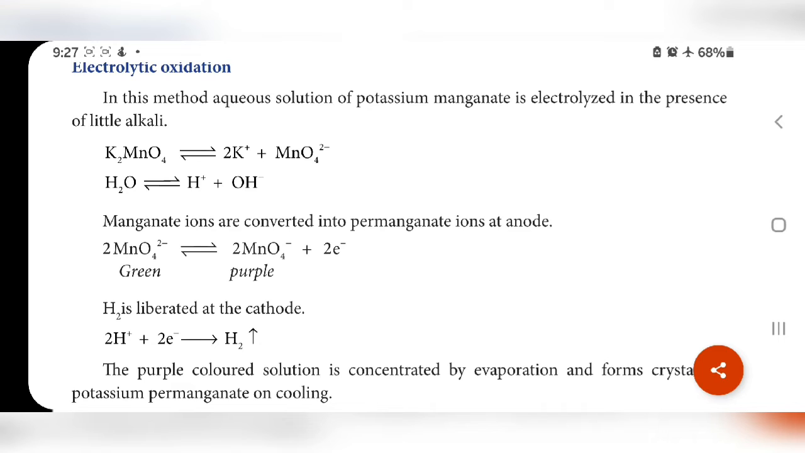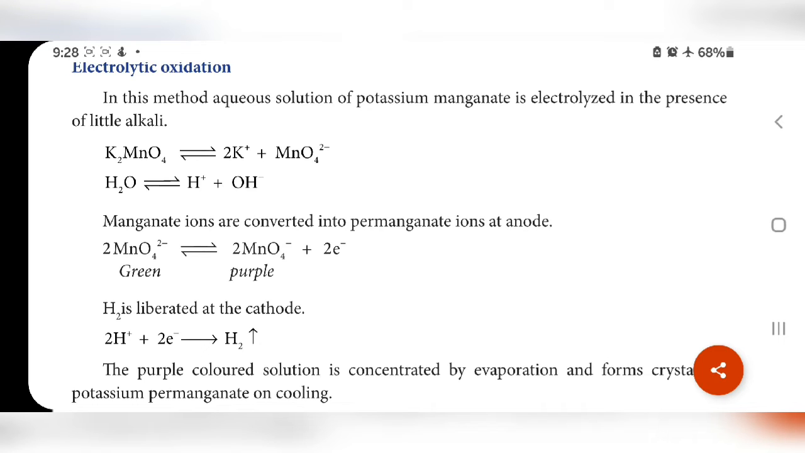So K2MnO4 is separated into K plus and MnO4 2 minus. Like that, water is split into H plus and OH minus. Here at the anode, permanganate ion is liberated, because at the anode usually oxidation only takes place. Oxidation means losing electron. Potassium manganate loses electron and is converted into potassium permanganate. So only at the anode potassium permanganate, that is permanganate ion, is liberated.